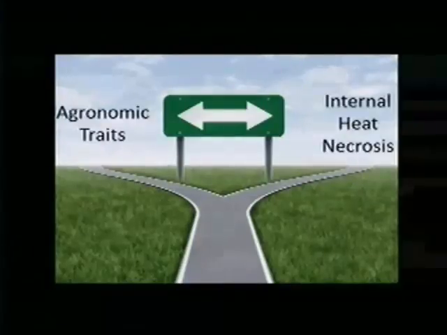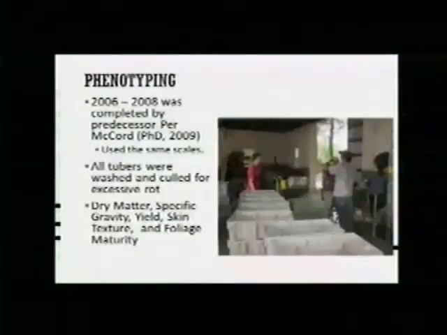So for phenotyping, 2006 to 2008, obviously it was done by my predecessor, but essentially all tubers were washed and culled for excessive rot, and we looked at dry matter, specific gravity, yield, skin texture, and foliage maturity.